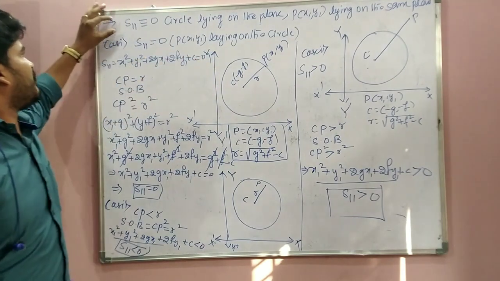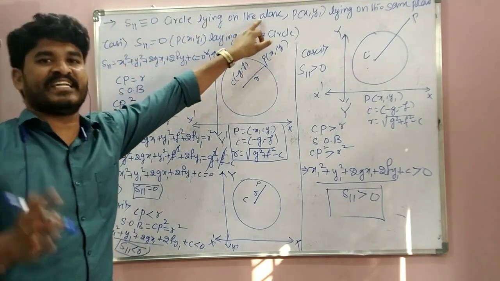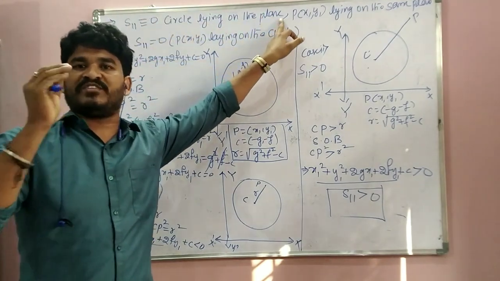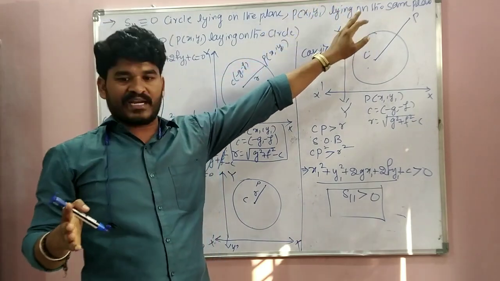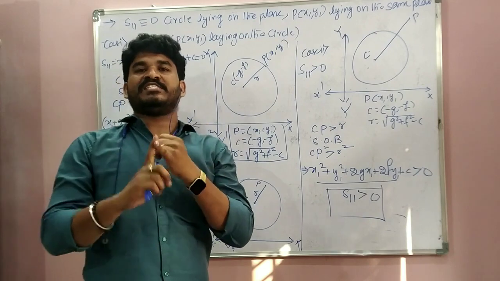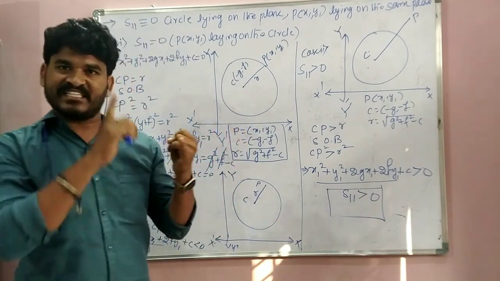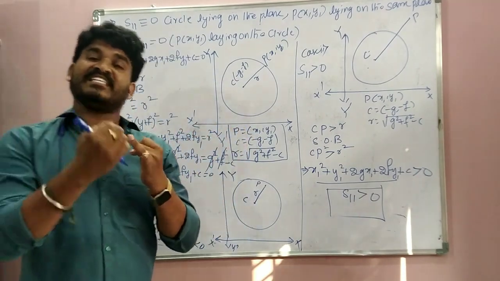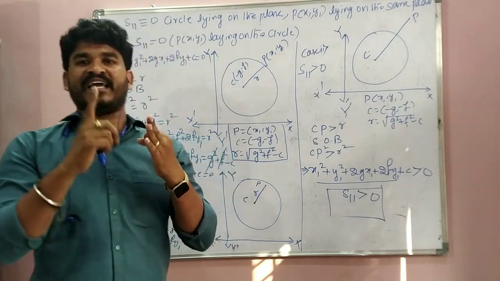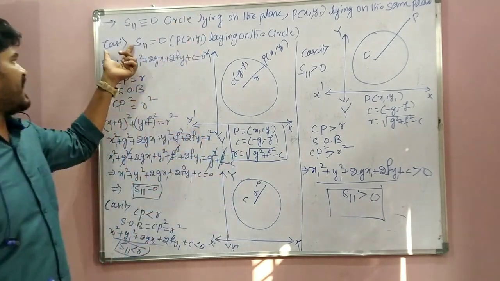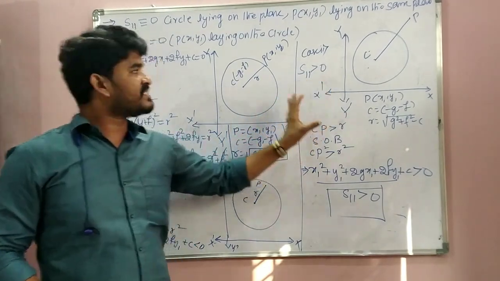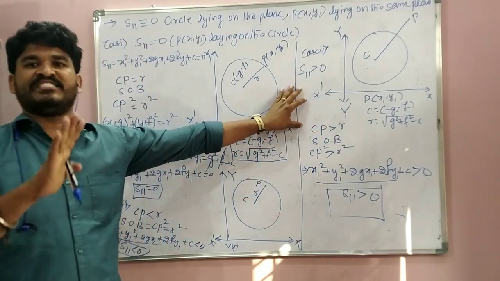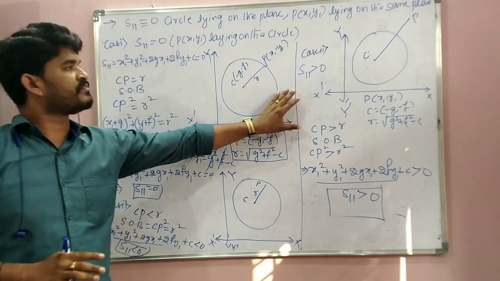So, this is the first theorem. S11 is equal to 0. The circle is lying on the plane, and the point P(x1, y1) also lies on the plane. There are three conditions. First, the P point is lying on the circle. Second, the P point is lying in the interior of the circle. Third, the P point is lying in the exterior of the circle. This is case 1, this is case 2, this is case 3. This is an important theorem of JEE Advanced from circles.